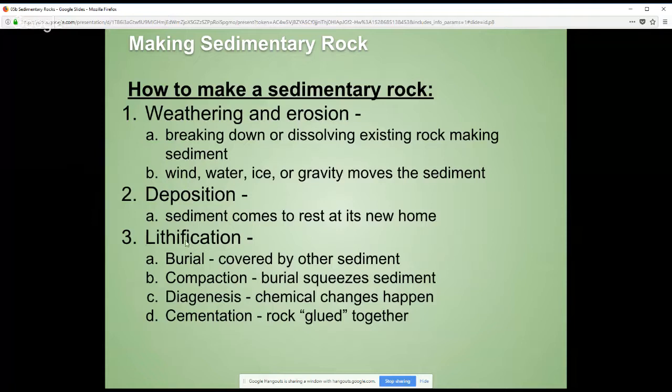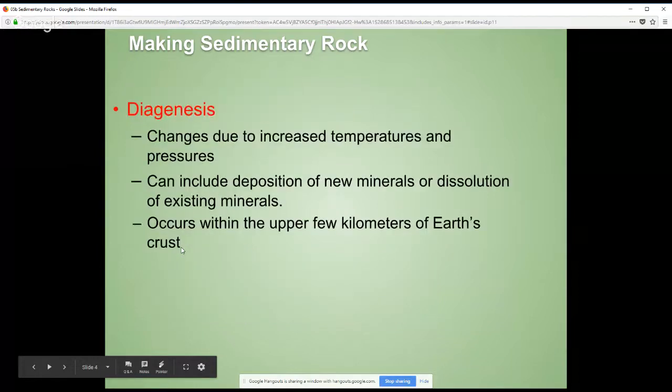Next, the sediment is buried over time. You could have a basin that is slowly filling with sediment. You have sediment covered by other sediment, and you have this process of burial. Then, because of all of the sediment overlying the other sediment, it starts to squeeze it, compact sediment. It undergoes some basic chemical changes from low-level amounts of heat and pressure, not enough to metamorphose that sediment, but definitely enough to change it chemically. And finally, it can be glued together through this process of cementation. And all of these steps encompass what's known as lithification, or turning to stone.